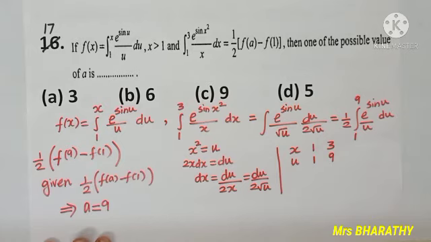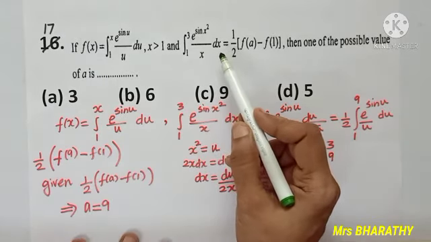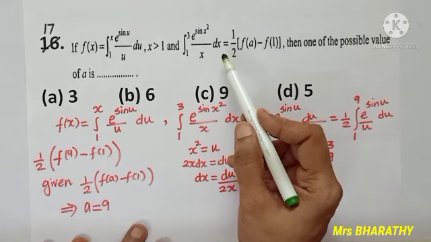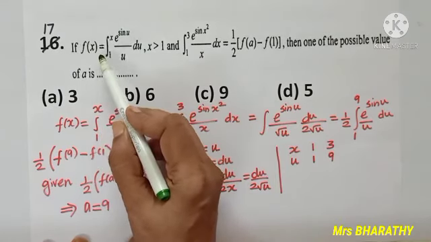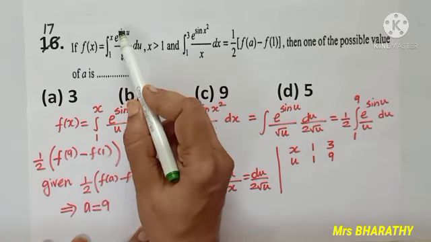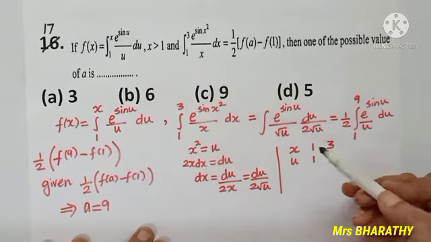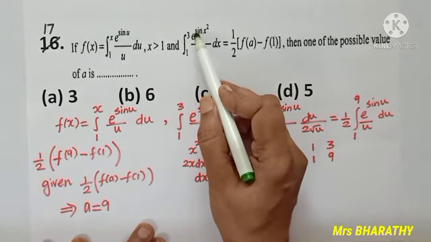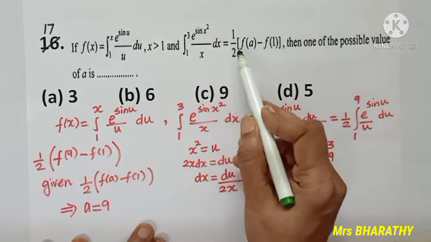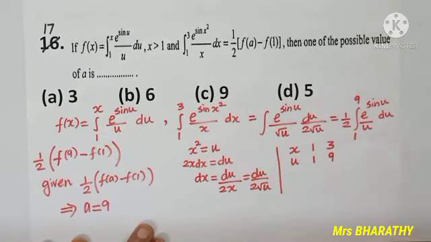Question number 17. As I look at the question, it looks very complicated, but just to compare. F of x is given as integral 1 to x e power sin u by u du, where x is more than 1. Given integral 1 to 3 e power sin x square by x dx is half of f of a minus f of 1.